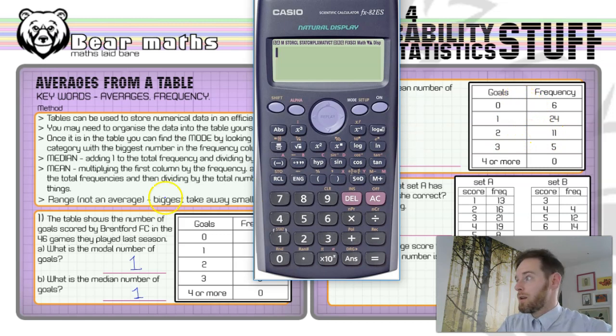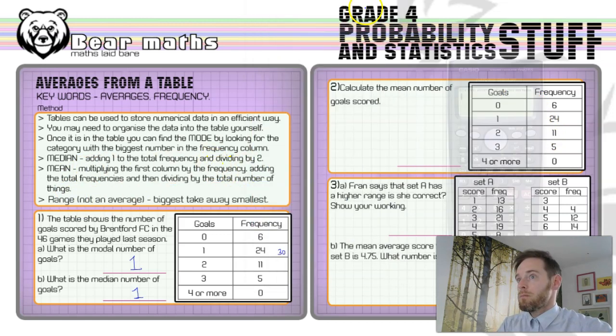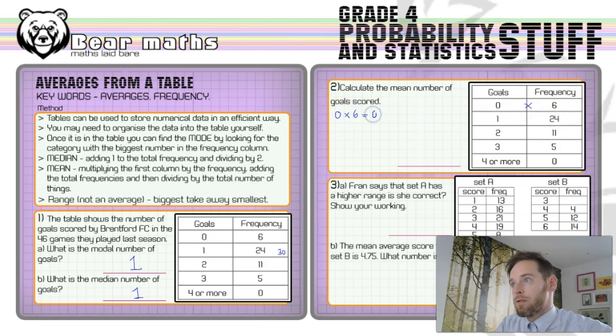So what we do is this. We multiply the first column by the frequency. Okay? So the first column is 0 times 6. That's going to give us 0. I'm going to write this out here. 0 times 6 equals 0. Don't get confused that something times by 0 is a different thing. It's always 0. Anything times by 0 is 0.